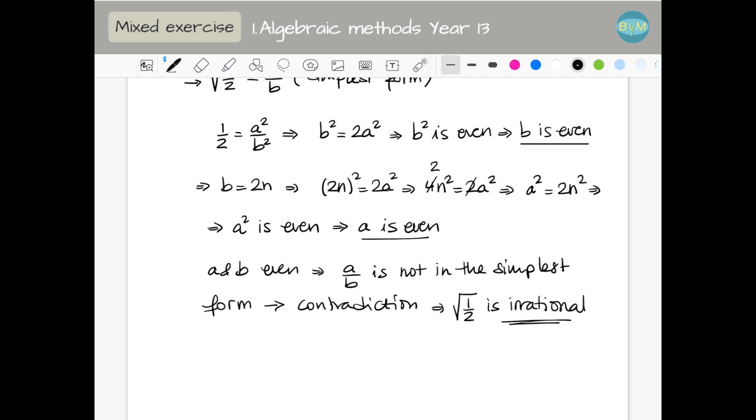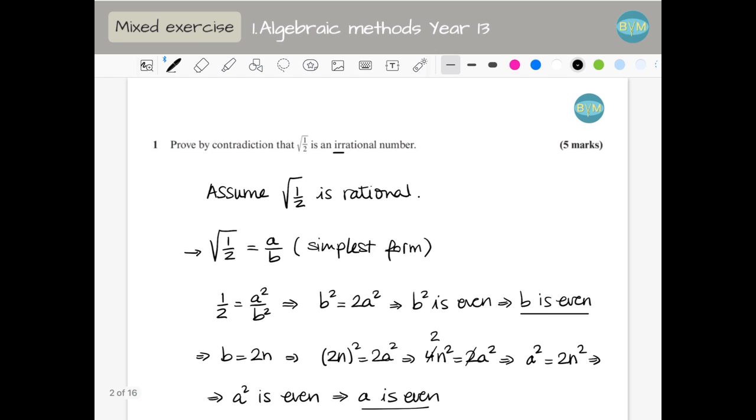And that's your conclusion, yeah. And that's all with this type of question. It's quite a common proof question.